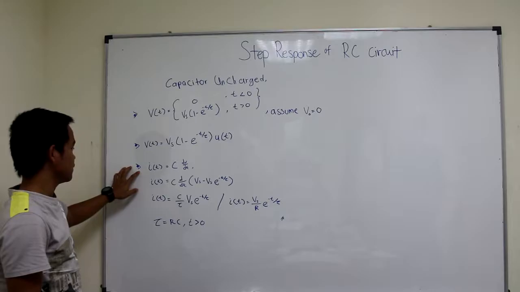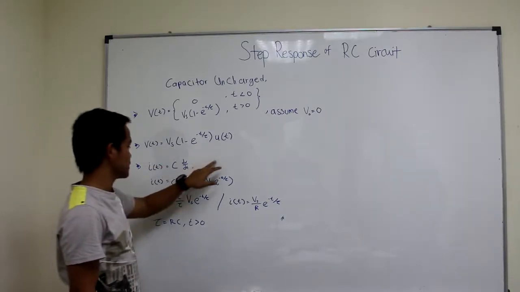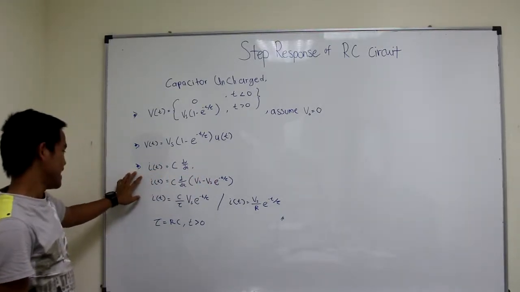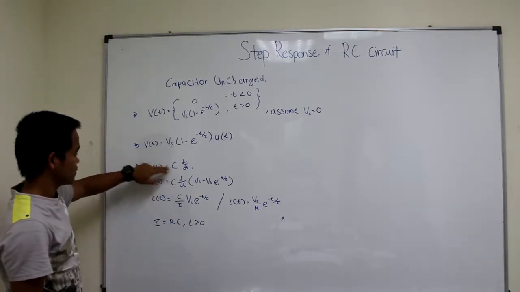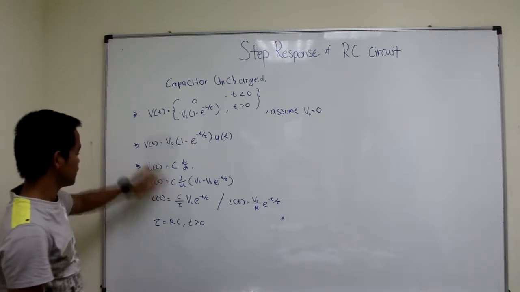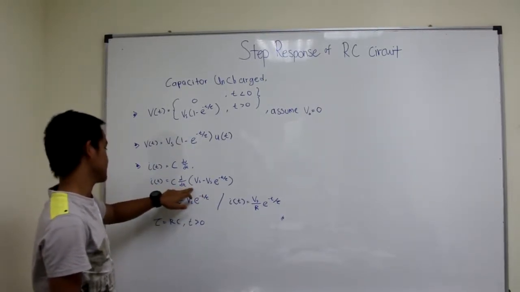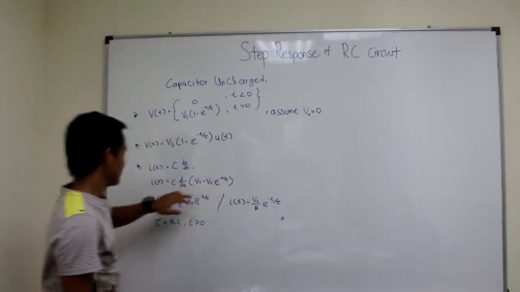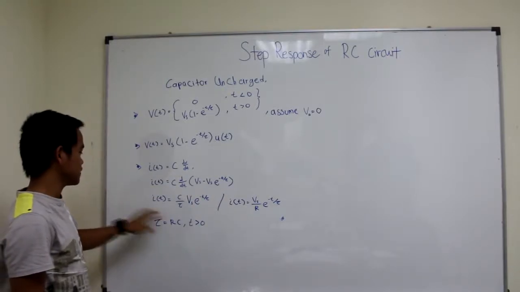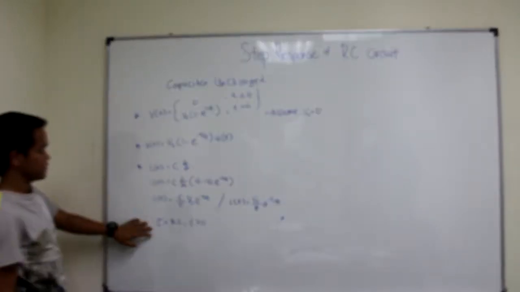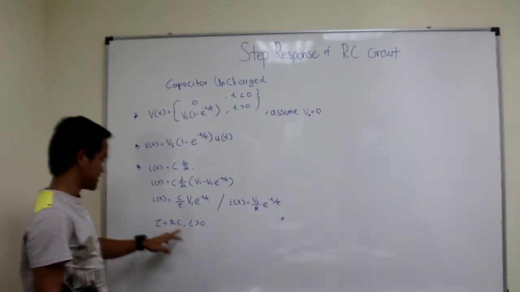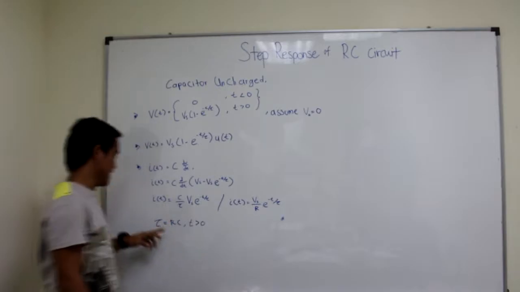If we want to find the current across the capacitor, we use i(t) equal to C dV over dt. From that equation, we derive V(t). We got this answer. Finally, which can we use, this formula or this formula? As we know, when we find the time constant, we use tau equal to RC.